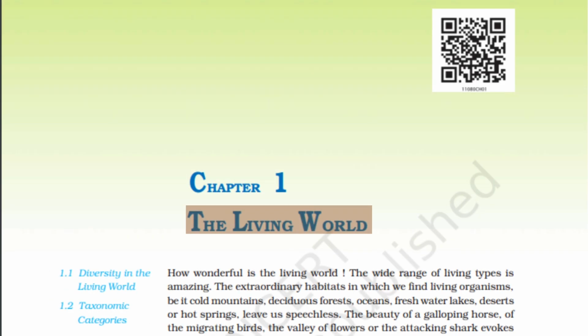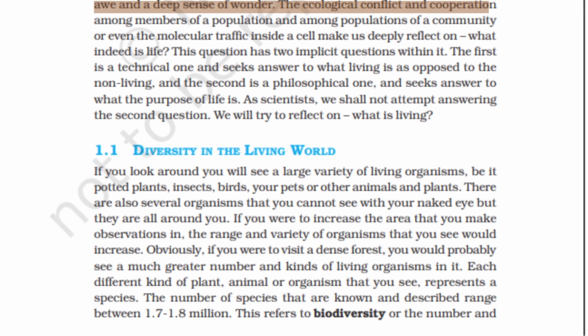The living world. How wonderful is the living world? The wide range of living types is amazing. The extraordinary habitats in which we find living organisms, be it cold mountains, deciduous forests, oceans, freshwater lakes, deserts, or hot springs, leave us speechless. The beauty of a galloping horse, of the migrating birds, the valley of flowers, or the attacking shark evokes awe and a deep sense of wonder.